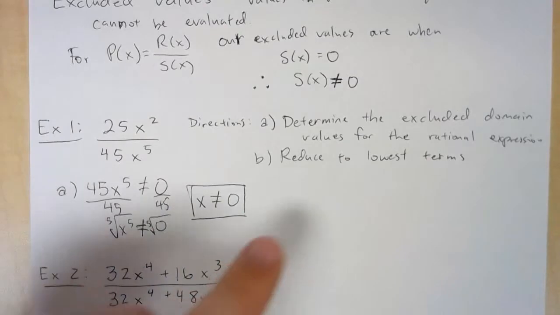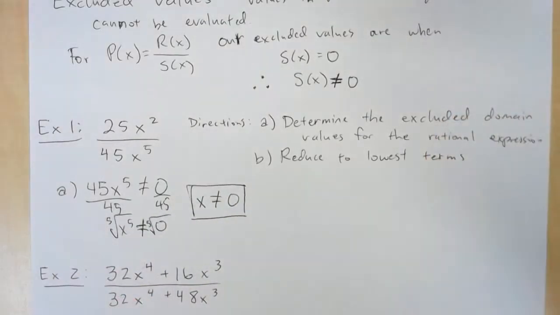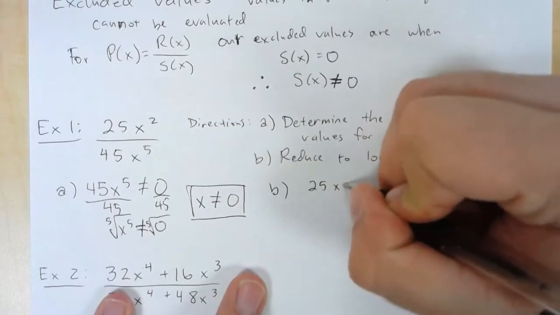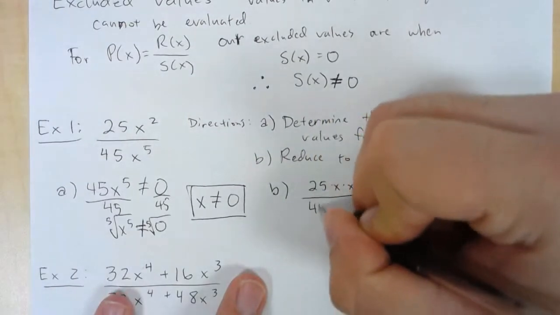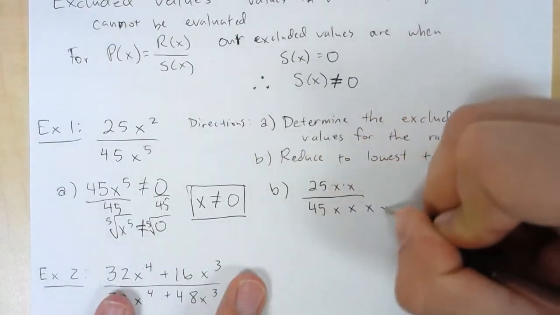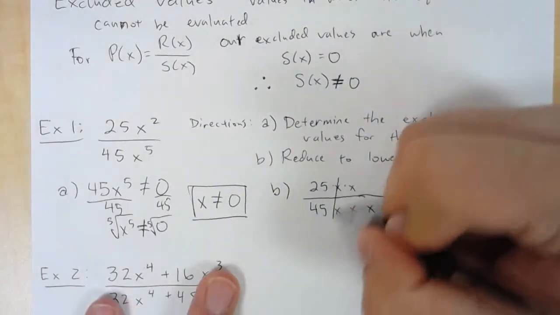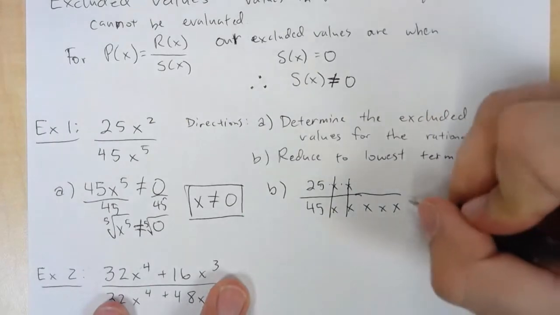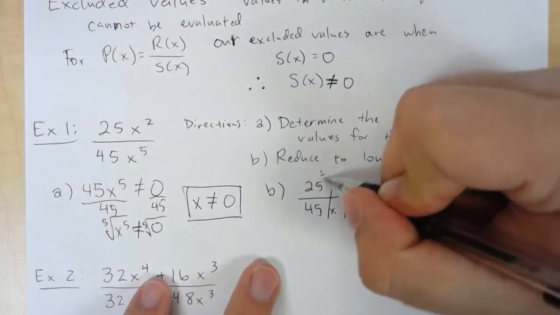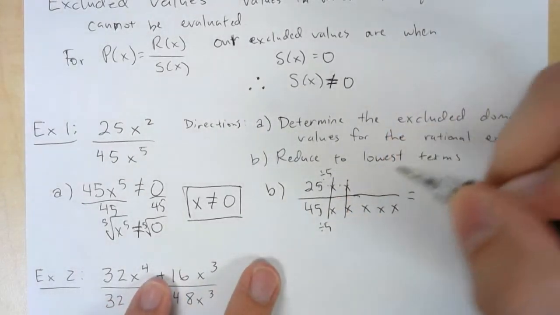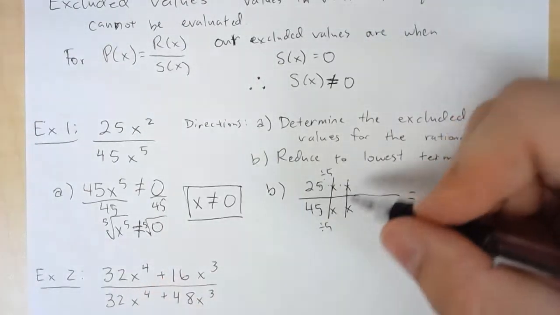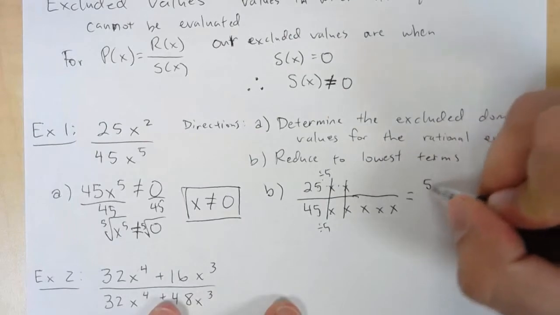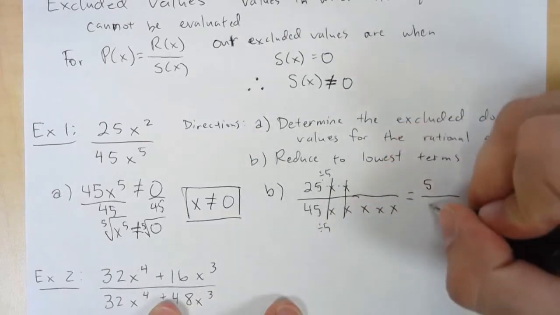That's part A. Part B is reduce to lowest terms, so just like we did in the past, we're going to say 25x over 45x. So we're going to cancel out our pair of x's. 25 and 45 are both reducible by 5. So we divide the top by 5 and the bottom by 5, which is really dividing by 1 because it's the same thing over itself. We're going to get 5 over 45 divided by 5 is 9.